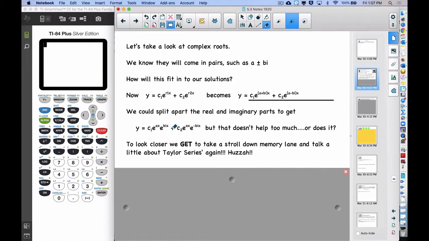So to look closer at this, we get to take a stroll down memory lane and talk a little about Taylor series. Huzzah! Now, before you get too nervous, concerned, or annoyed, we aren't going to actually need Taylor series when we tackle these problems. But I do want to take a minute. That's why we're only doing the video today. You don't have any homework tonight that goes with this. I just want to show you where it comes from, because otherwise it does kind of seem like it's a little bit out of left field.